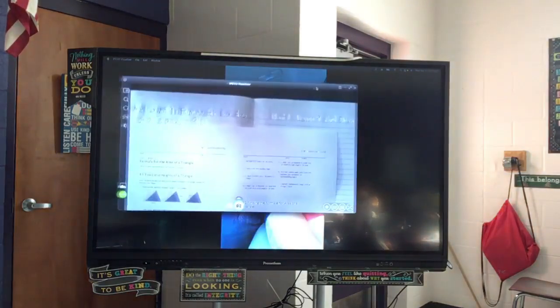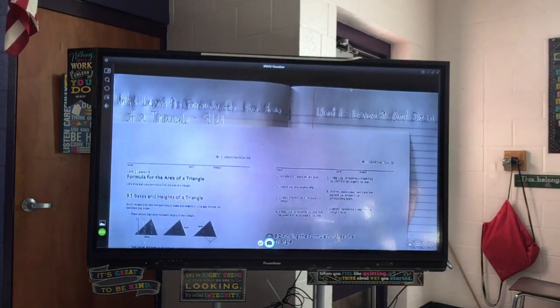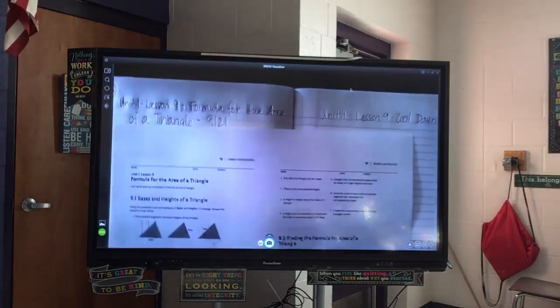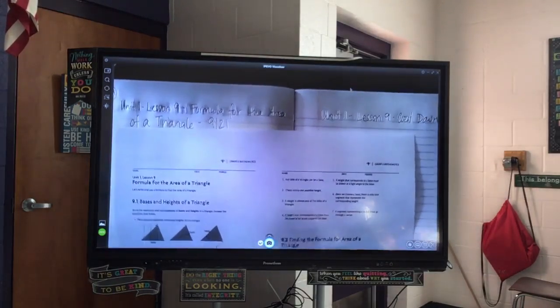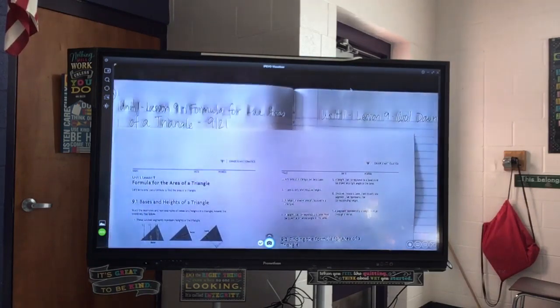Anybody know? Where can you look in your notebook to see if you can find it? Aiden? In your what? Yes, you can look in your flip book. So if you don't remember the formula for the area of a triangle, please turn in your notebook back to your flip book and see if you can figure out what the formula is. Once you have it, please raise your hand.